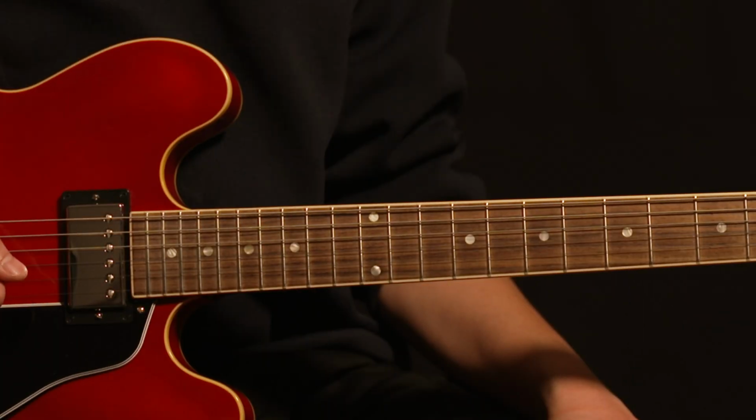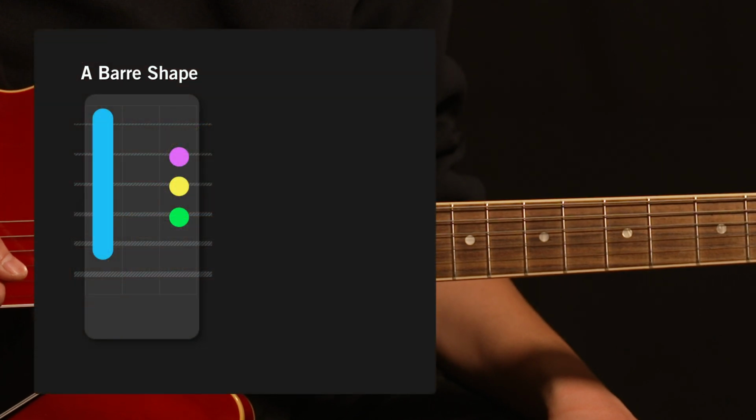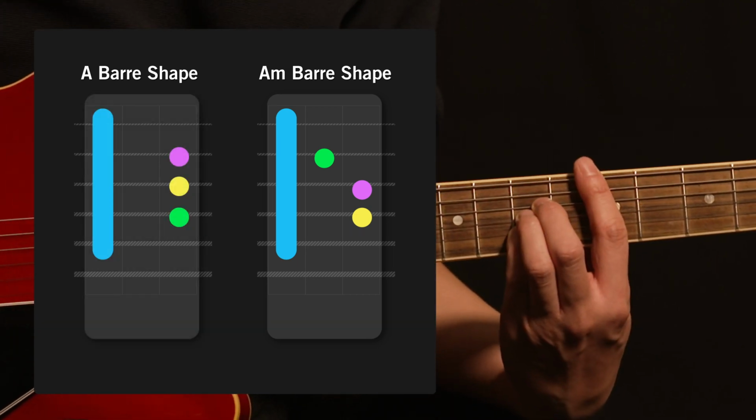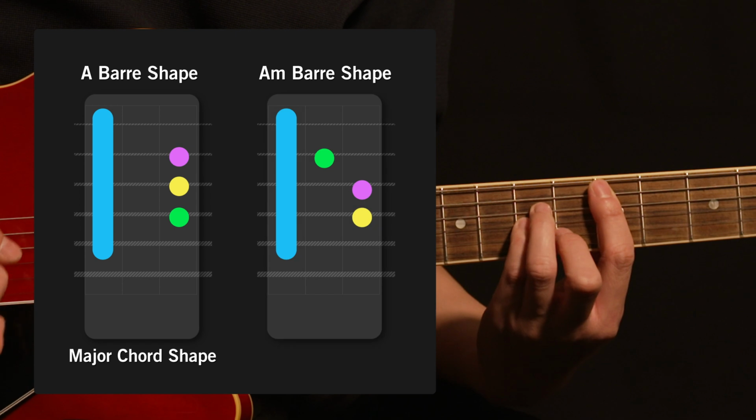Musical alphabet on bar shapes. You've now learned both the A bar shape and the A minor bar shape. The difference between these shapes is that one is a major chord shape and the other is a minor chord shape.